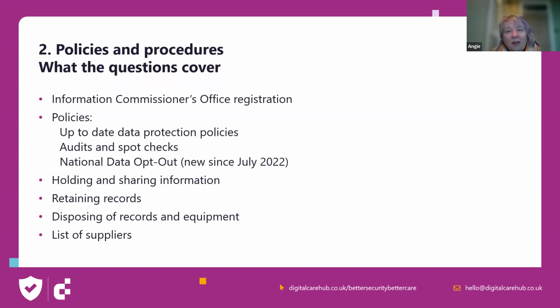Okay, so we're going to look at policies and procedures and what the questions cover here. The policy and procedure group has 12 questions at the heart of GDPR and data protection. The first thing is the ICO: you need to check you're registered, and you must be registered. You're going to look at what policies need to cover to help you keep the data you hold safe and secure, and how you would check they're being implemented by auditing or doing spot checks. This includes new question 1.24, which is from July 22.